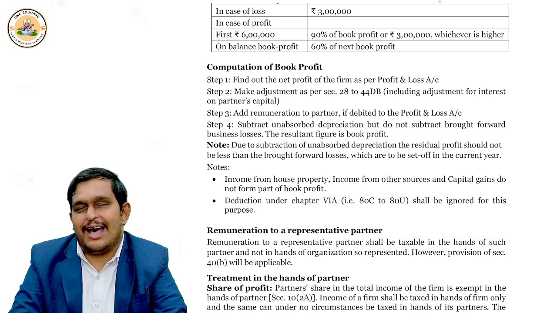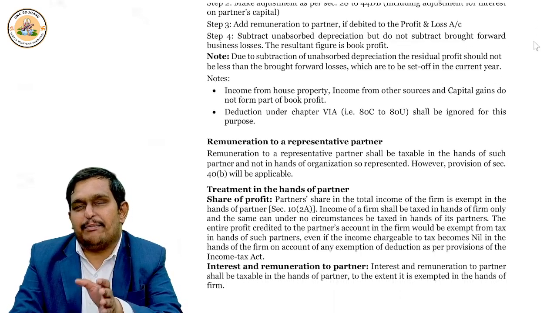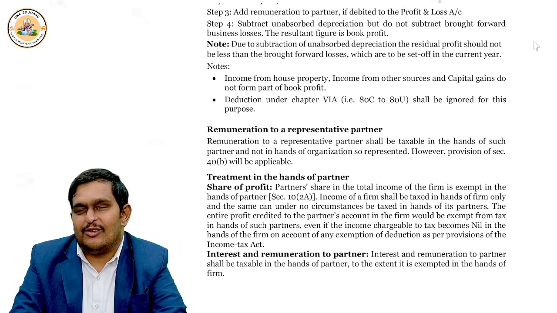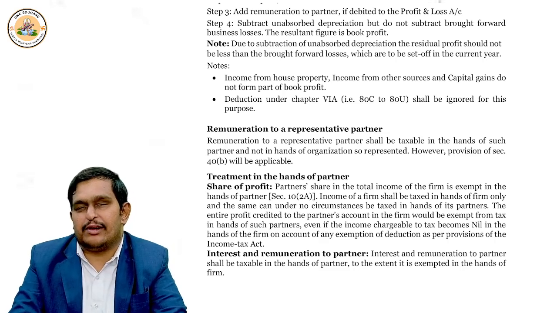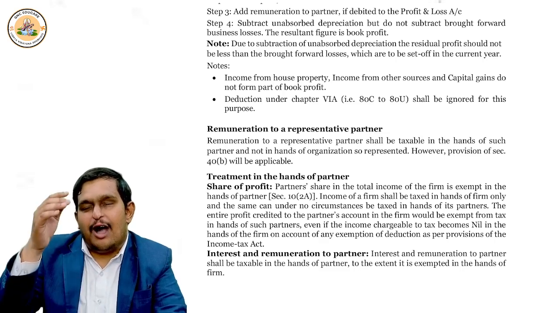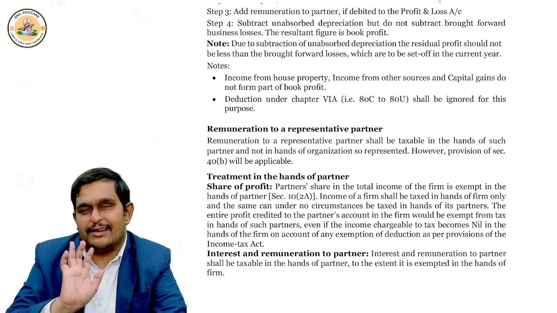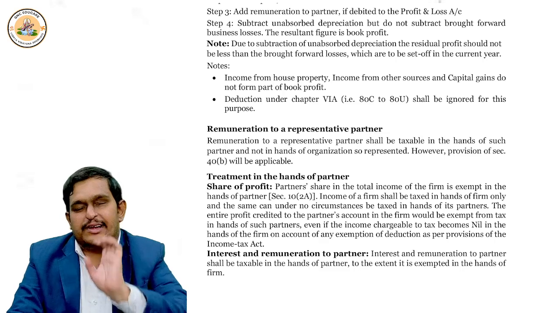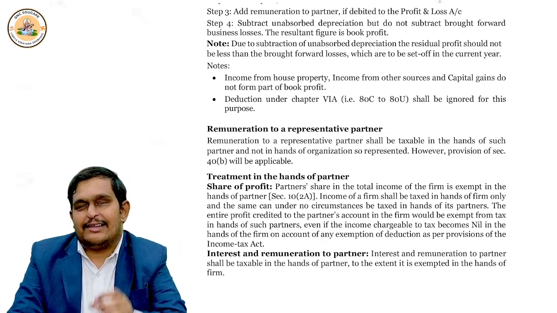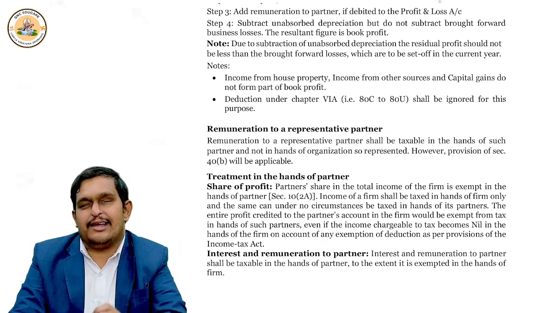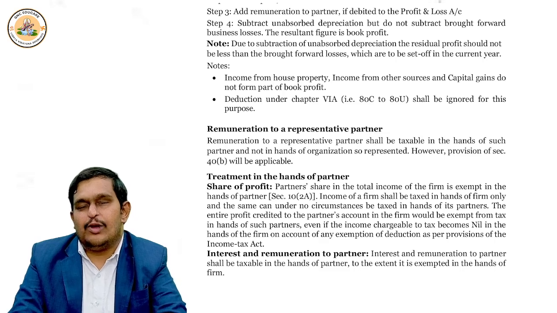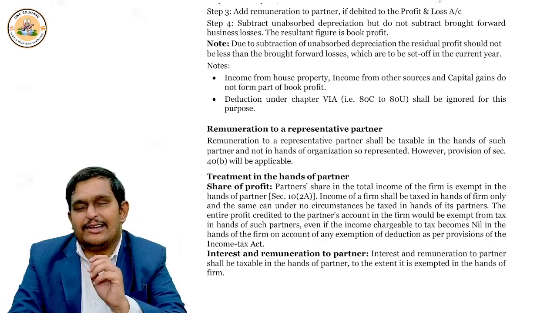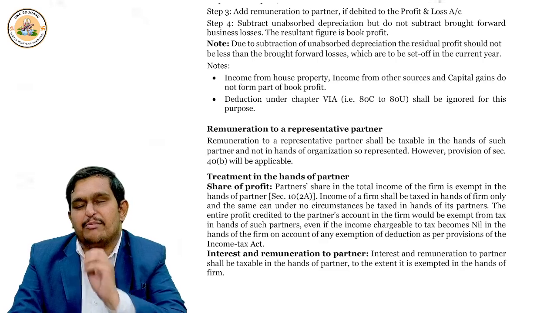Now let's continue with the last 2 minutes of the lecture, and that is how it will affect the partner's income computation. Okay, let me tell you, to understand the partner's income computation, let's understand how the firm's income computation is done. First, book profit is computed, as I said. Then maximum remuneration is computed, as I taught just above it. And after that, you will actually take your total income computation.